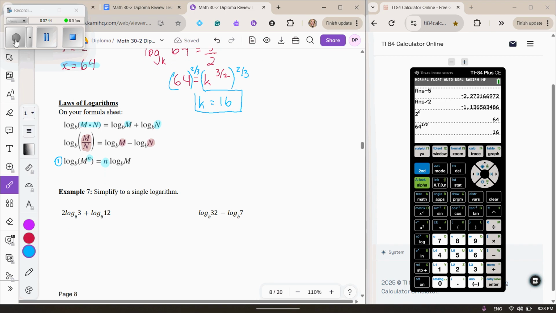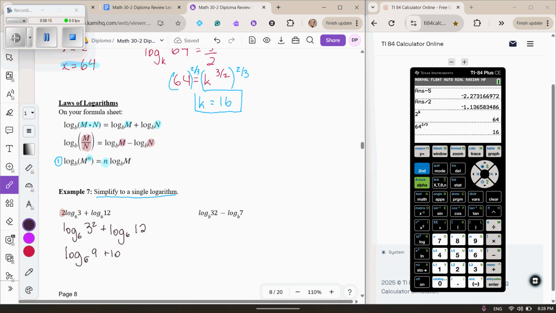So for the first one, it says simplify to a single log. So I notice right away I see this 2 hanging out front. So I know that has to be dealt with first. I am going to bring that in as an exponent on my 3. Everything else is going to stay the same. Okay, 3 to the power of 2, I'm going to evaluate that, and that is 9.